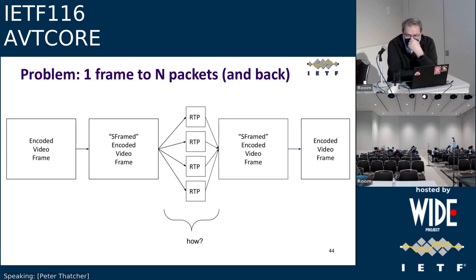So the question is, how do we do that? In this slightly simplified diagram, you have an encoded frame, you S-frame it. In other words, you do the step that creates the picture that was on the right on the previous slide. And then we need to split it up into many RTP packets and then be able to undo that process. So it's pretty straightforward; that's what all packetization is. But how? Okay, next slide.